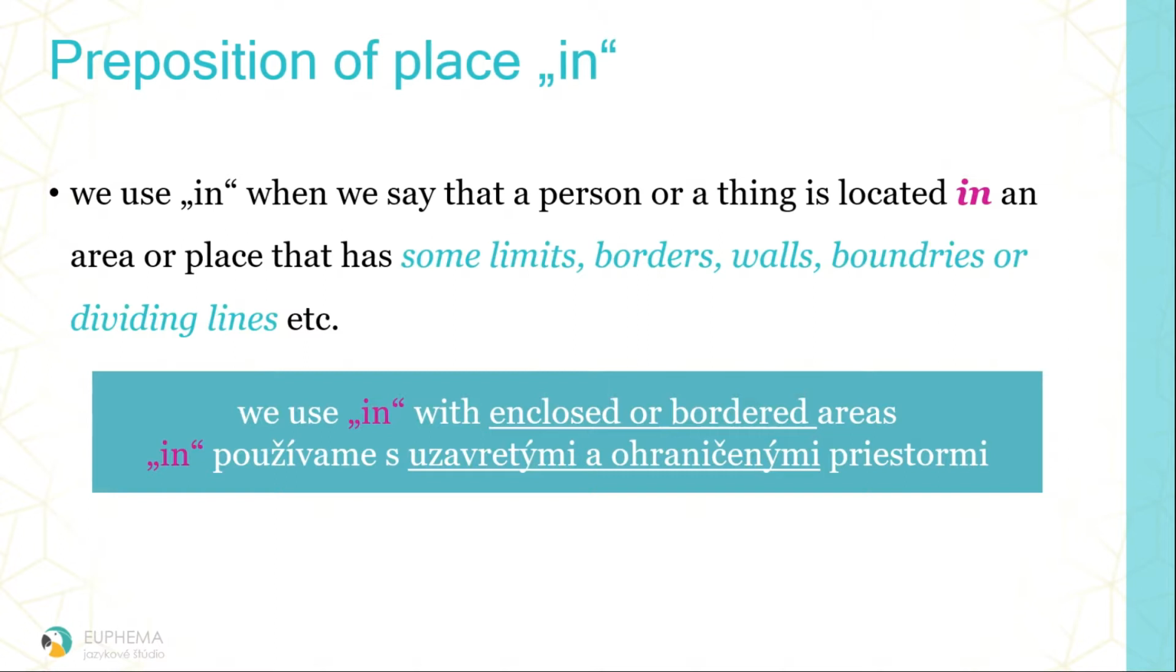We use in when we say that a person or a thing is located in an area or a place that is somehow limited, that has some borders, some walls, some boundaries or dividing lines. So we can say that we use in with enclosed or bordered areas.